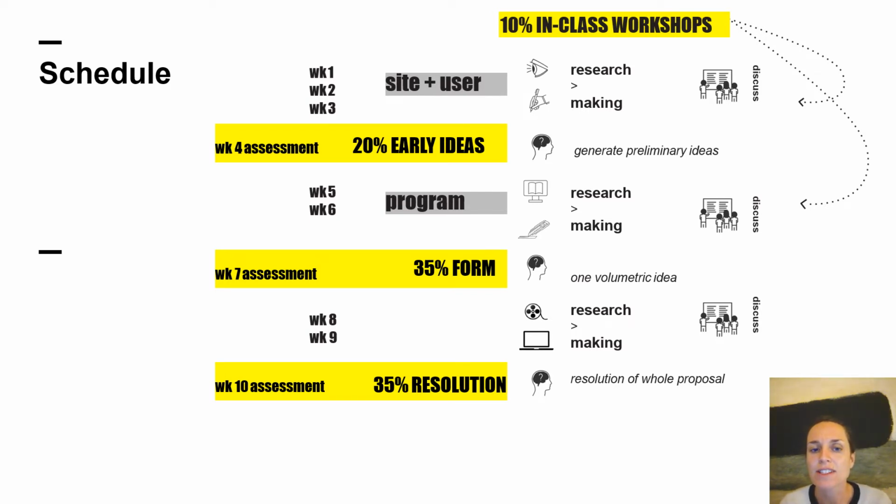In weeks 5, 6 and 7, you'll look at research and making with regards to program. Again, we'll guide you through a series of texts and precedents that examine micro-dwelling, grocer, and the urban intervention.